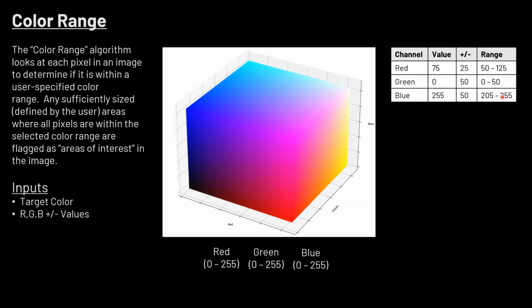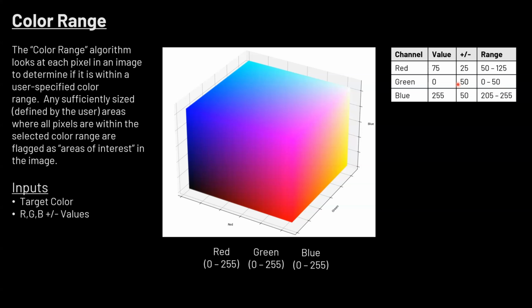So just something to consider when you're picking colors. If you pick something that is near the extreme for any of the color channels, you are going to have a smaller range than you might anticipate because we can't give it that full plus or minus 50 in this case because there's just no more room to go. We hit the lower limit or we hit the upper limit.